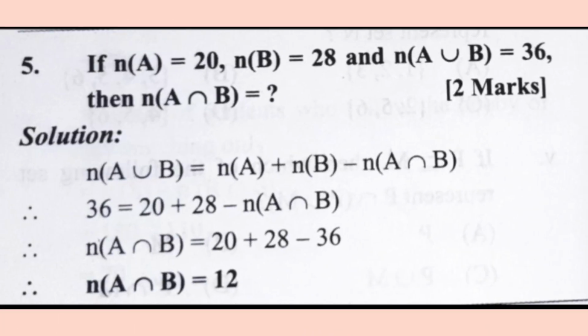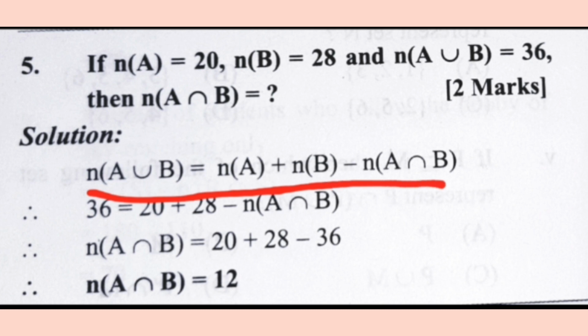5. If number of A is equals to 20, number of B is equals to 28, and number of A union B is equals to 36, then you have to find number of A intersection B. So it is very easy. We just have to use the formula, and that we are using here. So number of A union B is equals to number of A plus number of B minus number of A intersection B. So number of A union B is equals to 36, number of A is equals to 20, number of B is equals to 28 minus number of A intersection B.